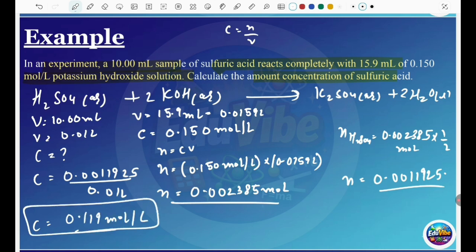And this is the concentration in 3 significant figures. Done. So the main thing is to find this, but you have to do a lot of work to get there. So that's all you have to do, and you get the answer for this.